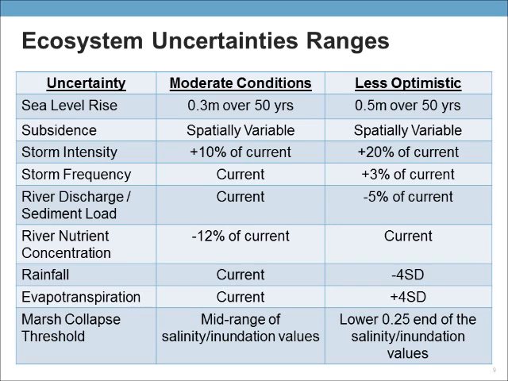And you see, for instance, that sea level is higher in less optimistic than it is in moderate. Subsidence varies from one part of the coast to another. That's also described in a lot of detail in one of the appendices. But basically, in the less optimistic scenario, subsidence is always higher than it is in the moderate condition. And so you also see that there's actually less river resource available in less optimistic conditions. There is a difference in rainfall and evapotranspiration too.